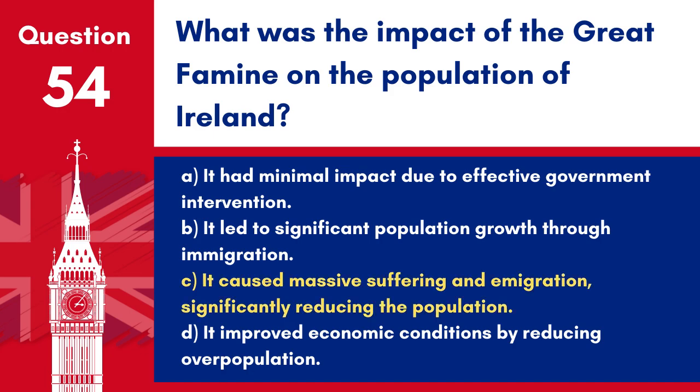Answer: C. It caused massive suffering and emigration, significantly reducing the population. The Great Famine in the mid-19th century had devastating effects on Ireland, leading to widespread starvation and a massive exodus of people, profoundly shaping Irish history and relations with the UK.